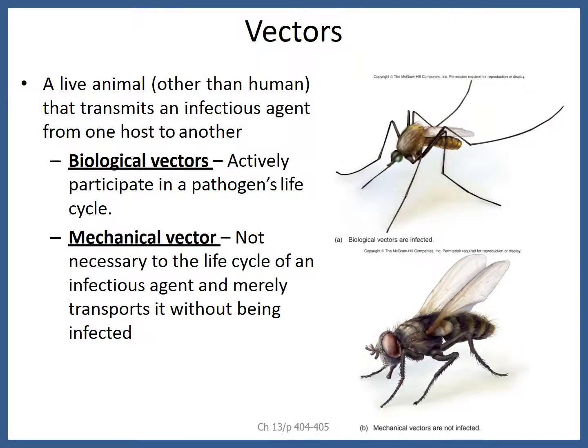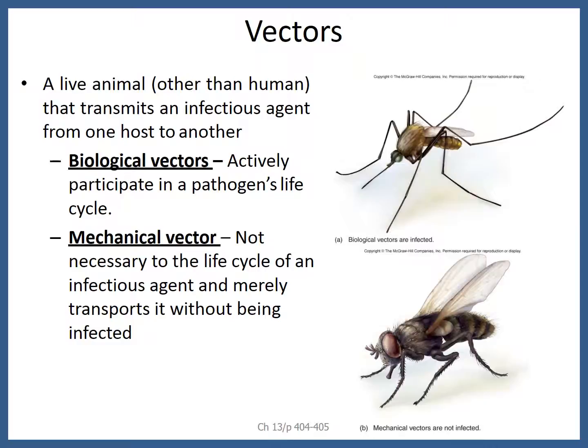Another way you can spread a disease is through a vector. You might have heard that term vector if you've taken physics, but we're talking about vectors in the disease sense. The definition from your book is that it's a live animal, other than a human, that transmits an infectious agent from one host to another. To make sense of this, let's look at two practical examples. I do want you to know these two terms, which are biological and mechanical vector. A biological vector is one that is actively participating in a pathogen's life cycle. So what does this mean?